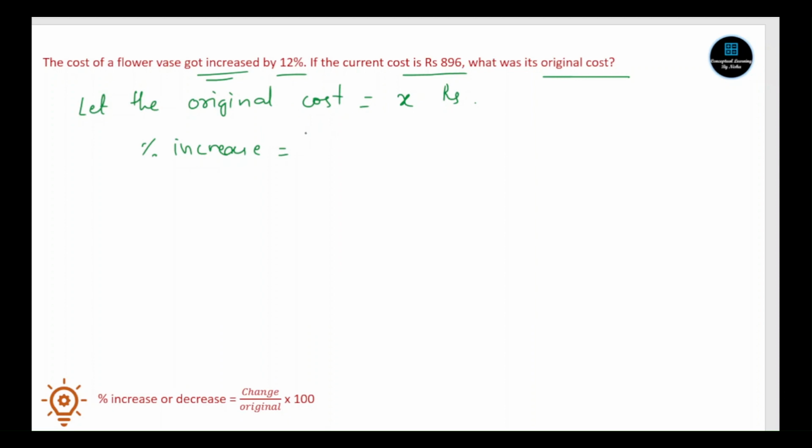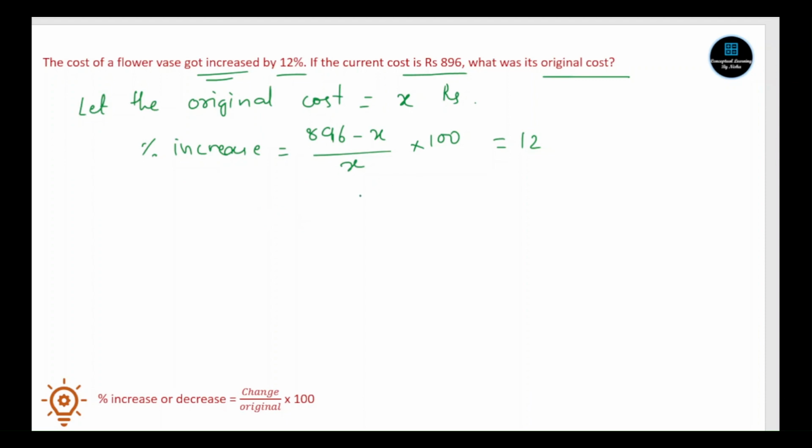the original value. You have to find the change. Okay. So that is nothing but the increased value, 896 minus the original, upon the original, into 100. I'm putting everything in the formula, the formula we have just learned in the previous question. So you have to put this, and this percent increase value is given as 12. So we have to find the value of x.